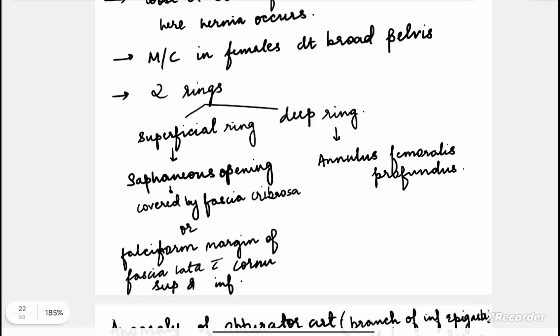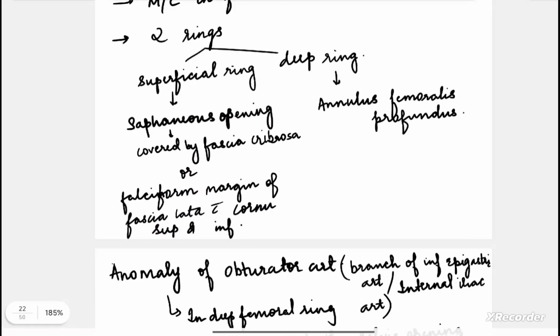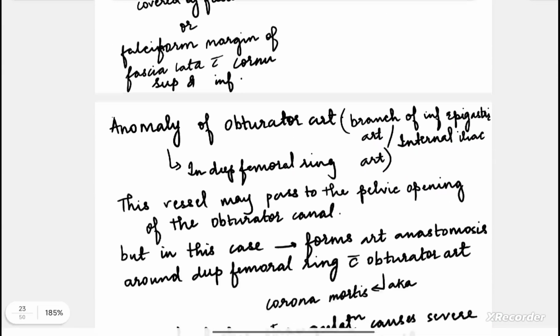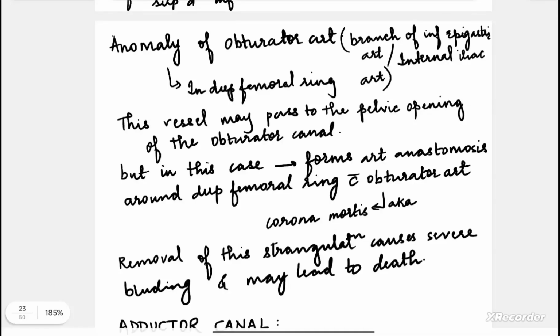There are two rings, superficial ring and deep ring. In the superficial ring, the saphenous opening is covered by fascia cribrosa or falciform margin of the fascia lata with cornu superior and inferior. Deep ring, annulus femoralis profundus. Anomaly of obturator artery, branch of inferior epigastric artery or internal iliac artery. It is in the deep femoral ring.